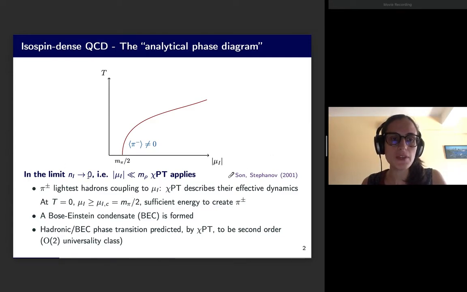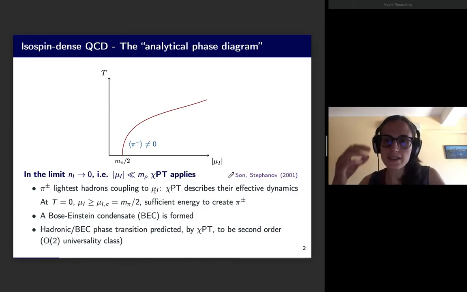One of these two limits is the limit of zero density, which is where the absolute value of our chemical potential is much smaller than the mass of the rho particle. And this is where chiral perturbation theory applies. There we have the positively and negatively charged pions being the lightest hadrons that couple to mu I because they have the right quantum numbers. And chiral perturbation theory does describe their effective dynamics in a very effective way.